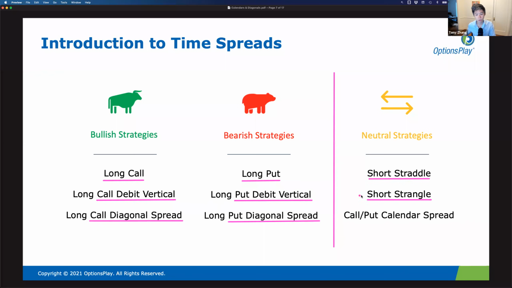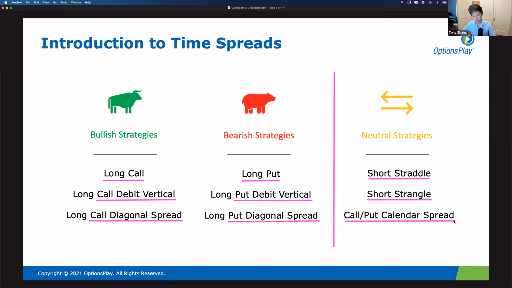So short straddles and short strangles, while giving you a truly neutral view on the markets, I generally don't advocate for many investors, especially those of you who are new to options trading. If you have some experience trading, or if you have a large account, you might want to trade those. But I advocate for investors who want to explore neutral strategies to take a look at calendar spreads, because calendar spreads give you a very similar risk profile to a short straddle or a short strangle, but with limited risk.